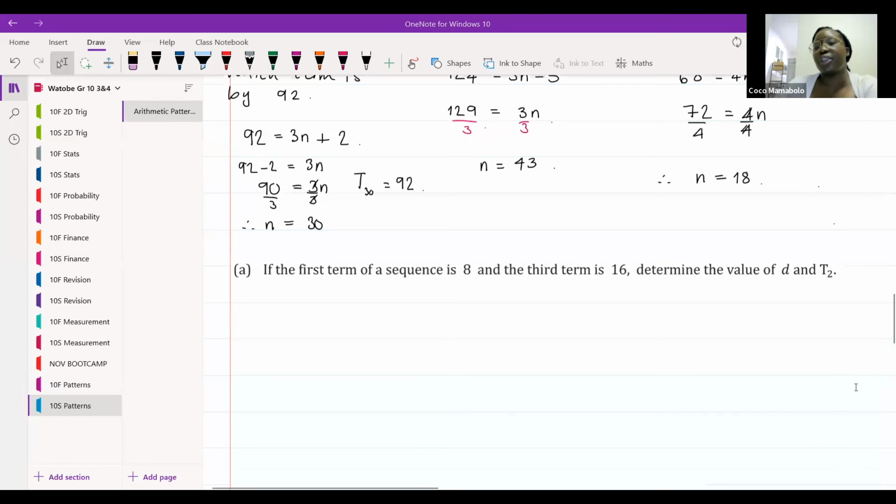All right, here's the first question. Okay, it says here, Funzo knows ma'am too well. There's always something extra. Right, it says, if the first term of a sequence is 8 and the third term of a sequence is 16, determine the value of D and T2.